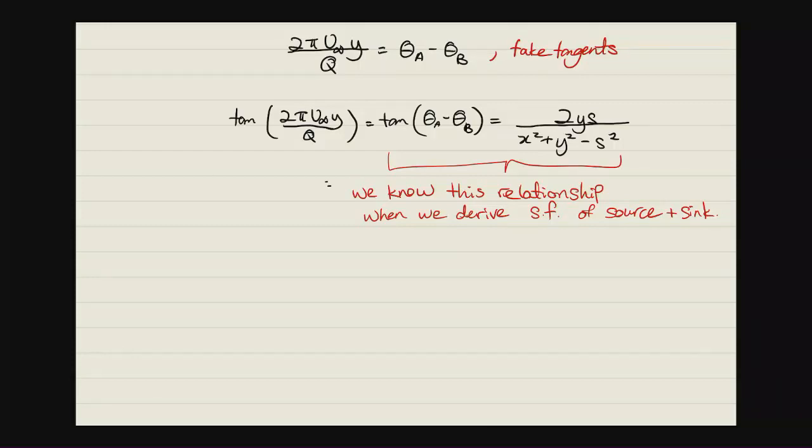Okay, so you all should know that this term, tangent theta A minus theta B, is equal to 2ys divided by x squared plus y squared minus s squared. We know this relationship because we derived it earlier when we derived the stream function of a source and a sink. If we did not know that, we can derive it ourselves using the difference theorem, expanding this term here.